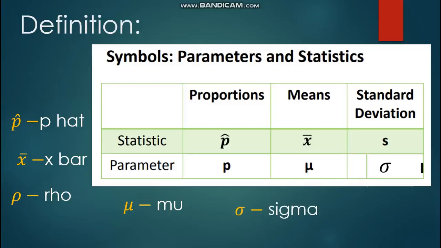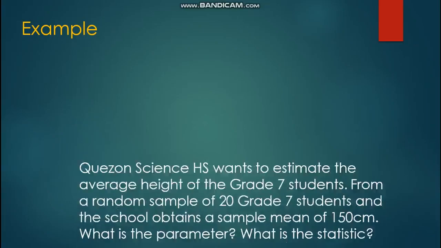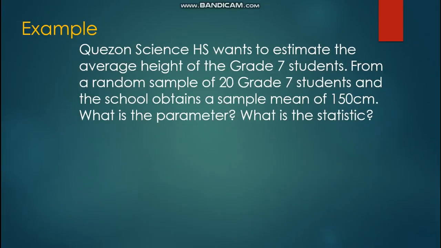Okay? Now, I have your example so we can identify which is the parameter and which is the statistics. I have here the problem. Quezon Science High School wants to estimate the average height of the grade 7 students. From a random sample of 20 grade 7 students, the school obtains a sample mean of 150 centimeters. What is the parameter? What is the statistics? So, let us find the numerical measurement.